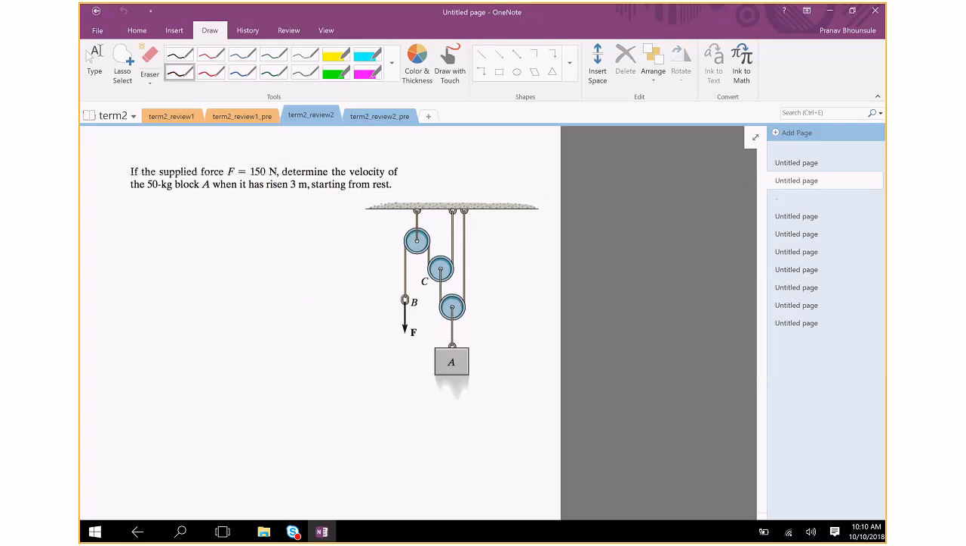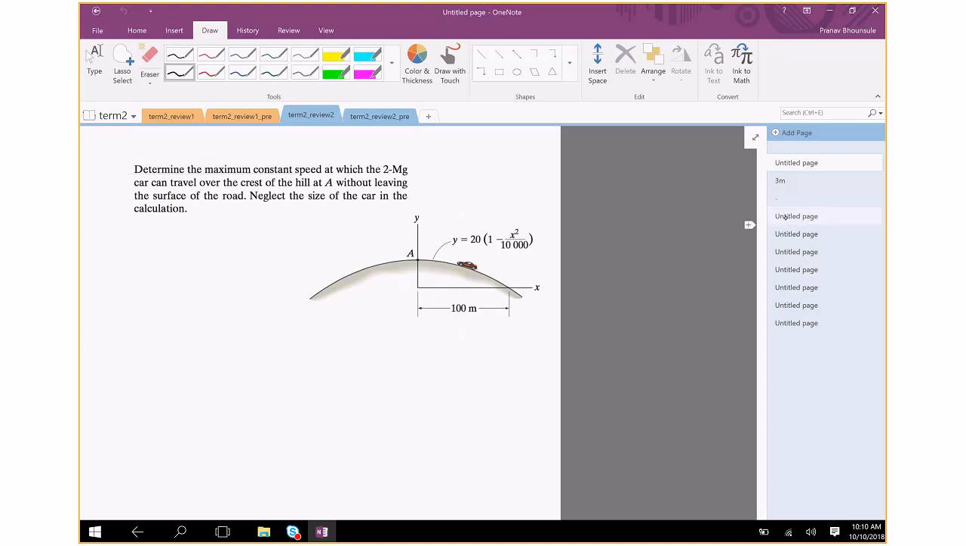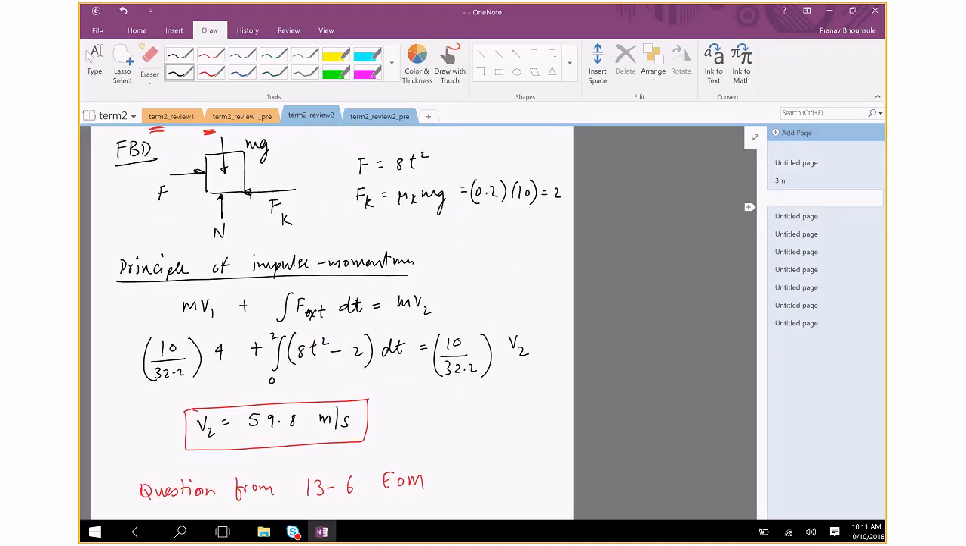Okay, if the supplied force F equals 150 newtons, determine the velocity of the 50 kg block A when it has risen 3 meters, starting from rest. So we're told that velocity is, why don't we first identify the principle? Let me give you the same question as previous.